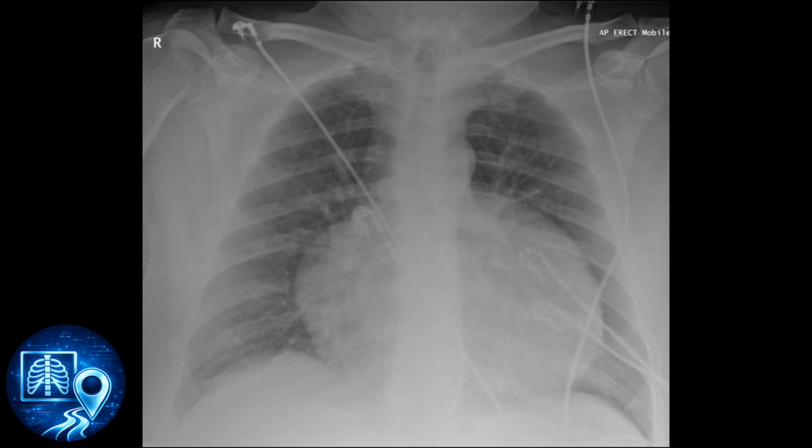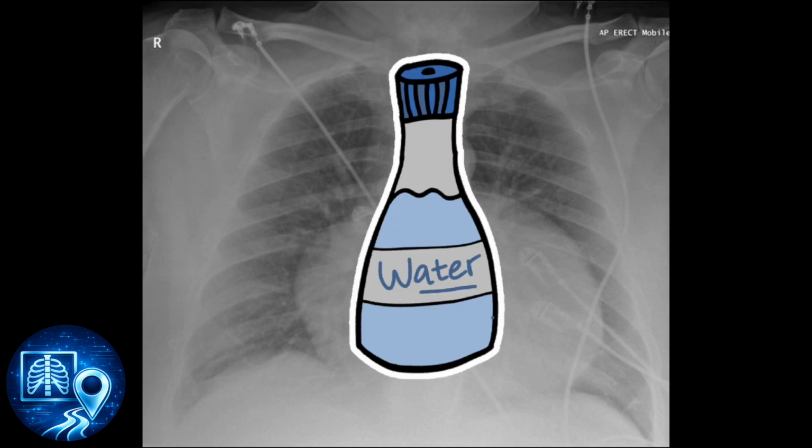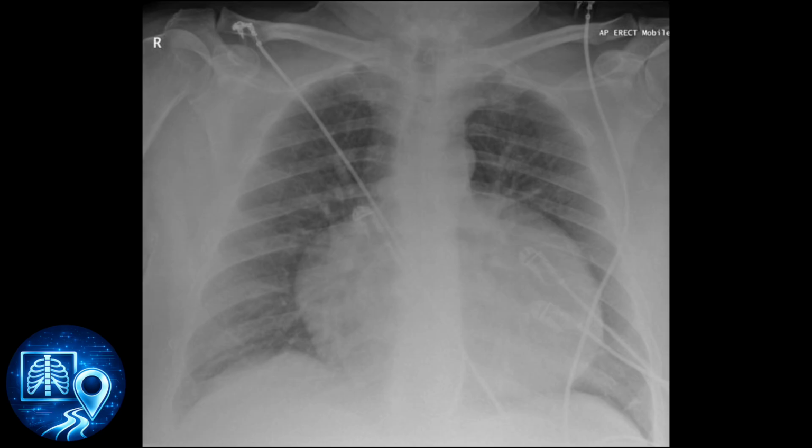Finally, the water bottle sign. The cardiac silhouette appears globular and enlarged. This is the water bottle sign. It suggests a large pericardial effusion. In the right clinical setting, this can indicate cardiac tamponade, which is life-threatening.